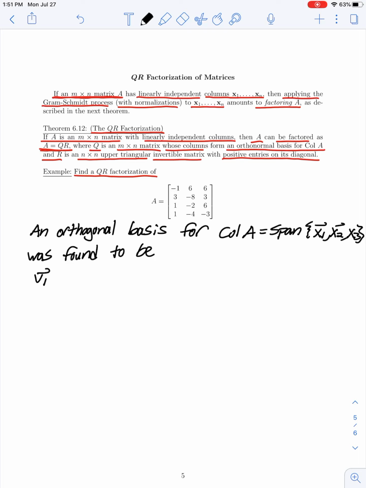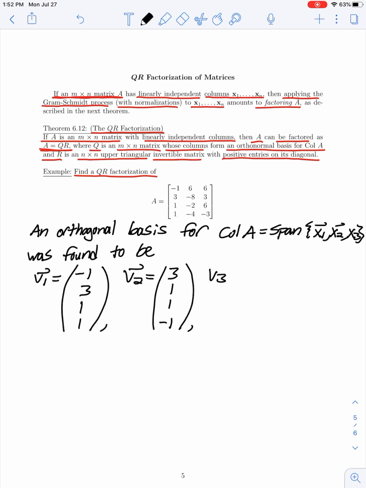So we had found an orthogonal basis to be this set of vectors: v1, which we found to be -1, 3, 1, 1; v2, which was the vector 3, 1, 1, -1; and v3, which was -1, -1, 3, -1.